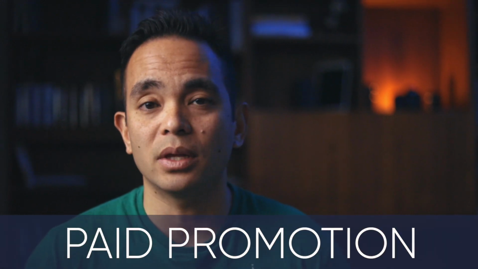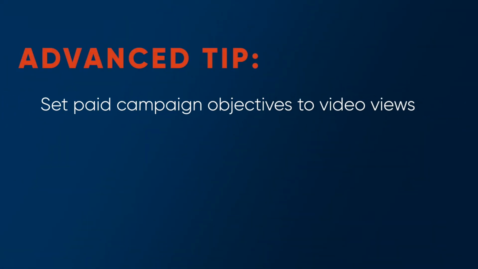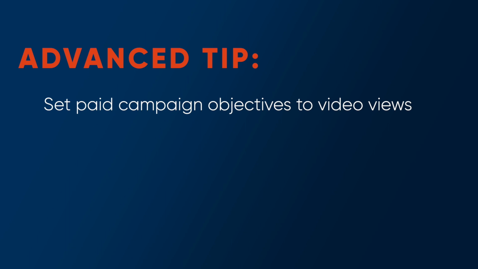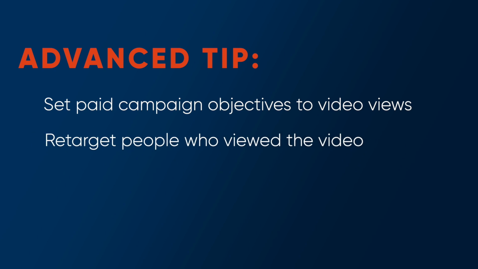With organic reach declining in a lot of the social channels, something you may have to do to expand the reach of your video is create paid promotion. So things like boosting your video on Facebook, or creating campaigns on Instagram or Instagram stories, on LinkedIn, and even on YouTube. An advanced tip would be to set the campaign objectives for your paid promotion to views. The reason being, the social channels will then optimize and reach the people who are more likely to view the video. The second big point is that you can retarget all the people who watched that video and retarget them back to your product pages, your website, and so on.